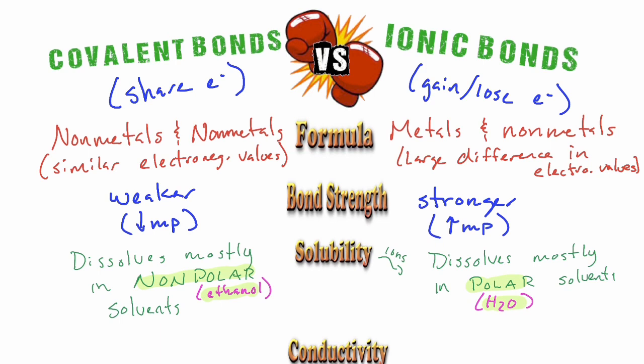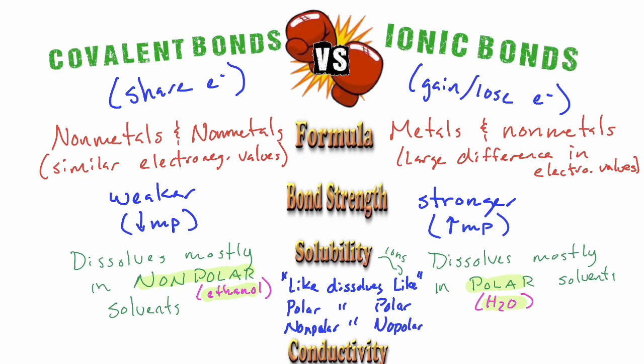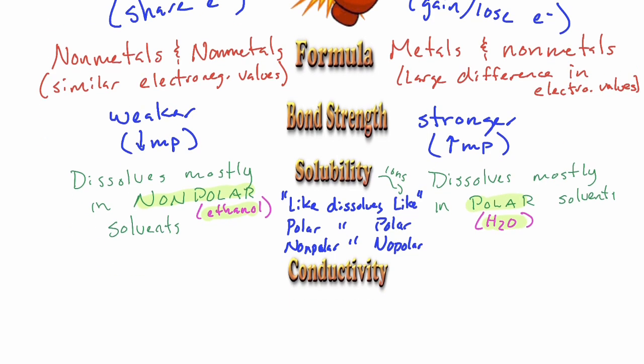A lot of times how you can think of it is that ionic structures are usually polar, and covalent compounds are usually nonpolar. And there's a saying that can be used a lot here: like dissolves like. Translation: polar dissolves polar, and nonpolar dissolves nonpolar. It's not always the case, but it's a really good approach.